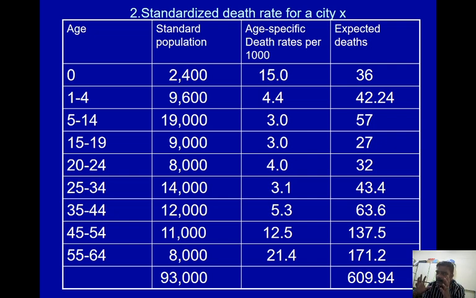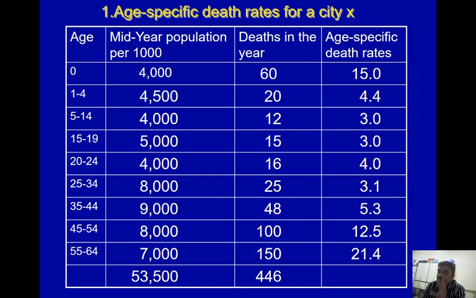So you pick up a population of the country, of the region, of a state or district or whatever, because here this is the study population. You studied a finite population of 53,500 people. Let's assume you studied in a mandal or a small taluk or a block. So you studied the age specific death rates, and this is what you got.